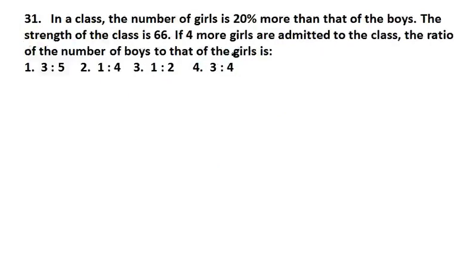31. In a class the number of girls is 20% more than that of boys. The strength of the class is 66. If 4 more girls are admitted to the class, the ratio of the number of boys to that of girls is, okay, try. Here what is said, this is 20%, right? 20% means what? 1 by 5. It is saying the number of girls is 20% more than that of boys.